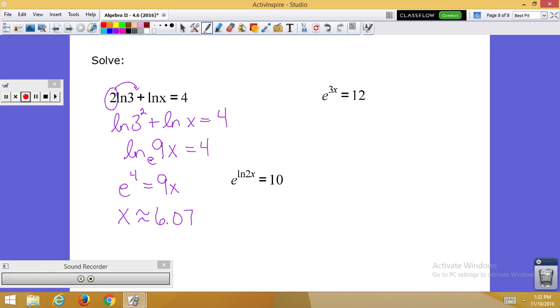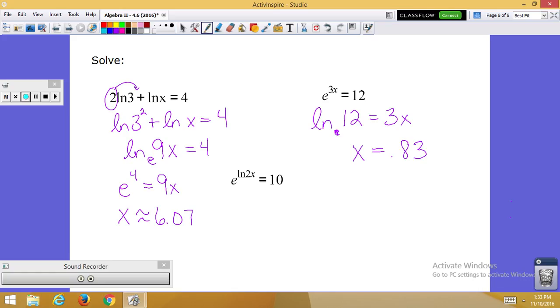Solving the second problem, I have an e, so I'm going to change it to a log. Since it's base e, I'm going to use natural log. This one would be natural log base e if we want to put it there, but we don't have to. So natural log of 12 equals 3x. Use your calculator to type natural log of 12 and then divide that by 3, and you should get an x value of about 0.83.